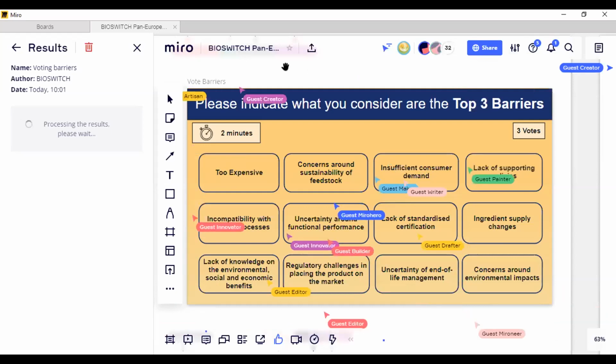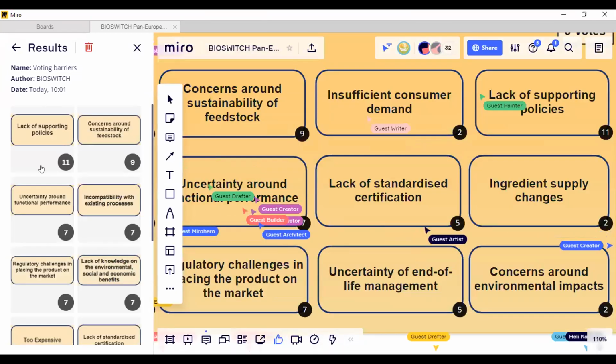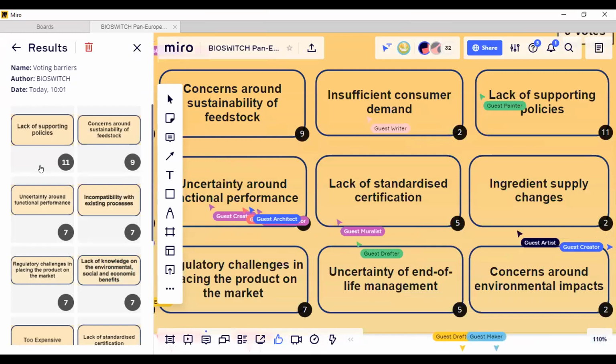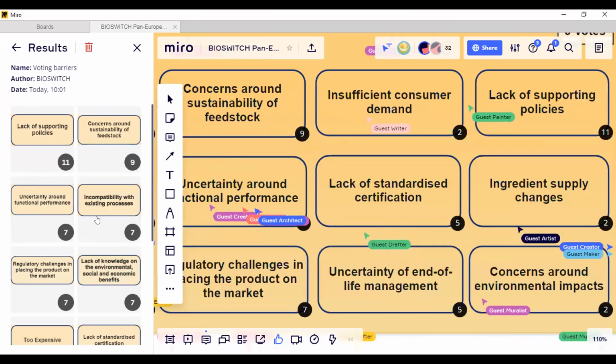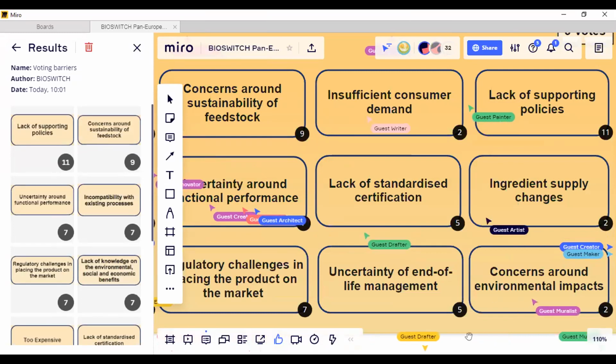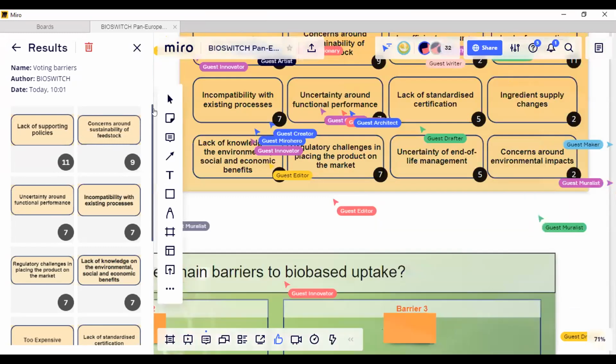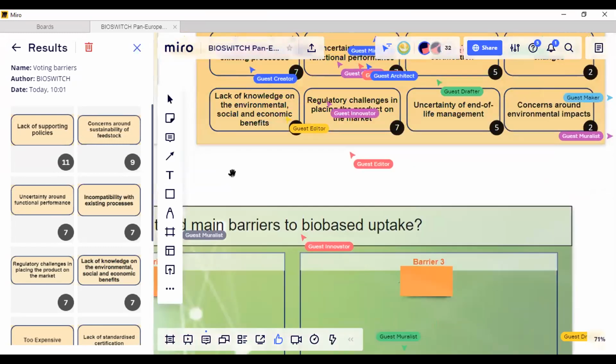The voting is now finished, so perhaps the results should be coming up now. Yes. So the top 3 barriers indicated are lack of supporting policies, concerns around sustainability of feedstock, and uncertainty around functional performance. There's quite a few coming in close behind there as well, but we'll pick those as our top 3. So we will be moving on to the next section now.